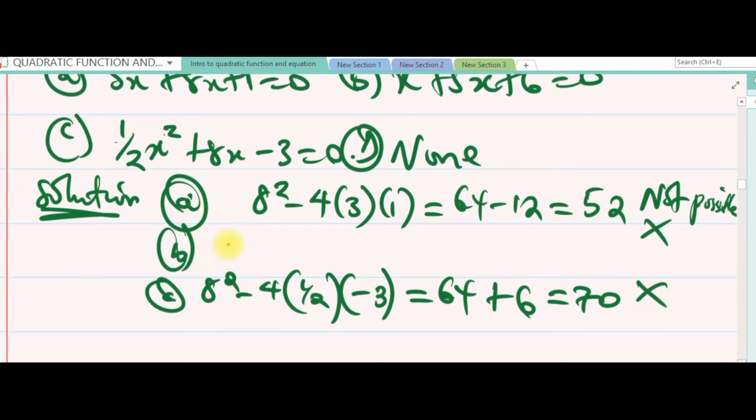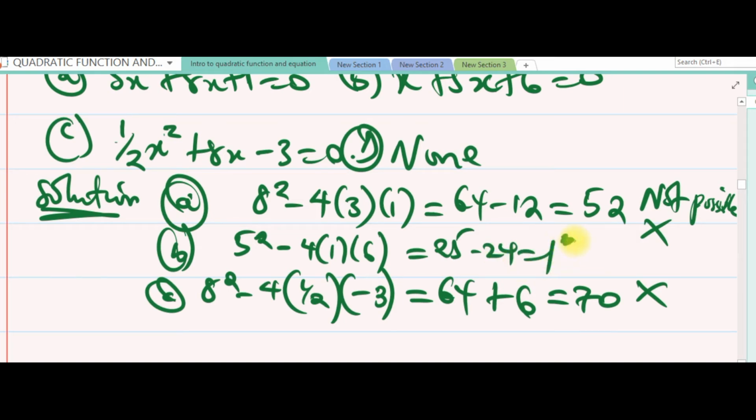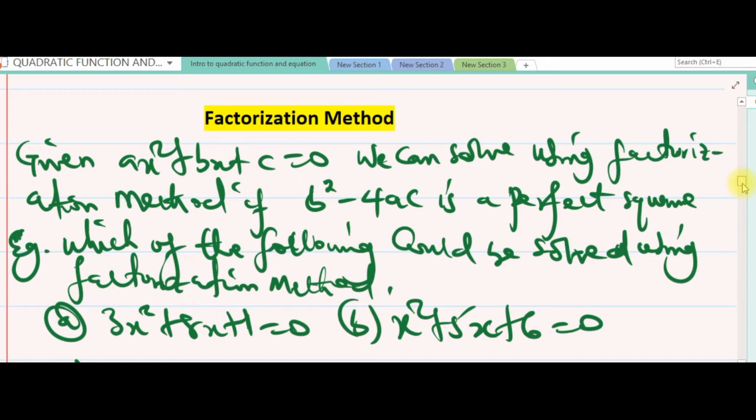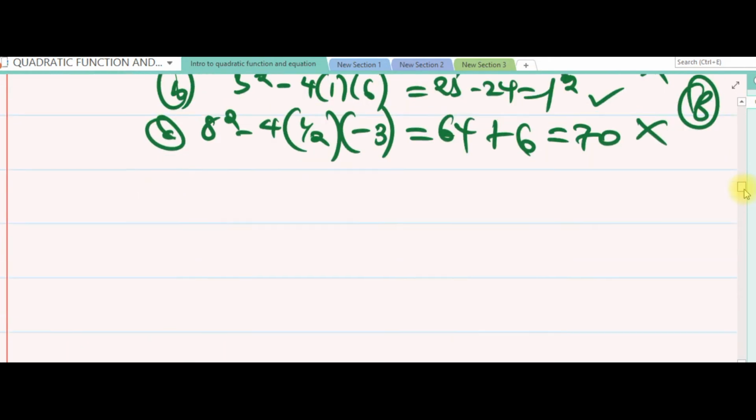So let's check the last, the B part, which is 5 squared minus 4 times 1 times 6. So this is 25 minus 24, which is 1, and 1 is 1 squared. 1 is a perfect square. So our answer is B. So whenever you are asked if a quadratic equation could be solved using the factorization method, don't try solving it by that method. Just make sure that b squared minus 4ac is a perfect square. So that's a very nice formula.